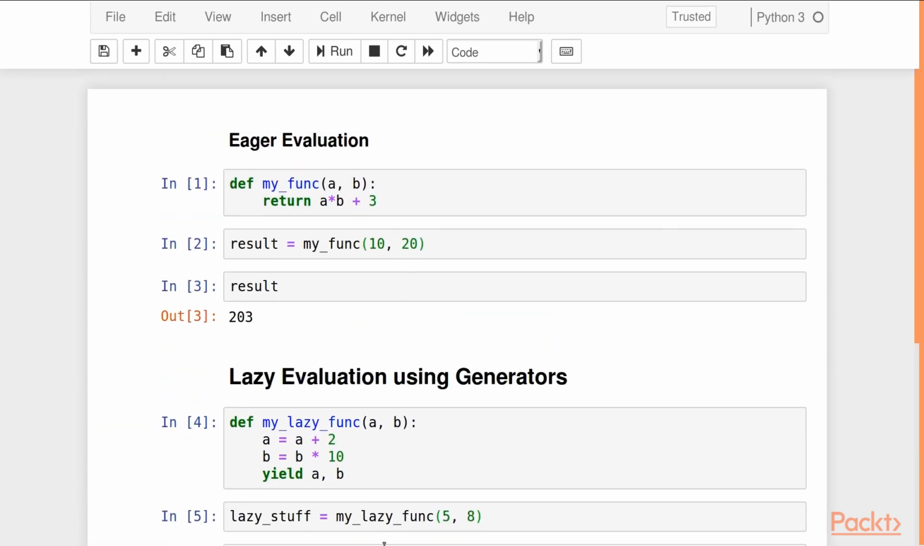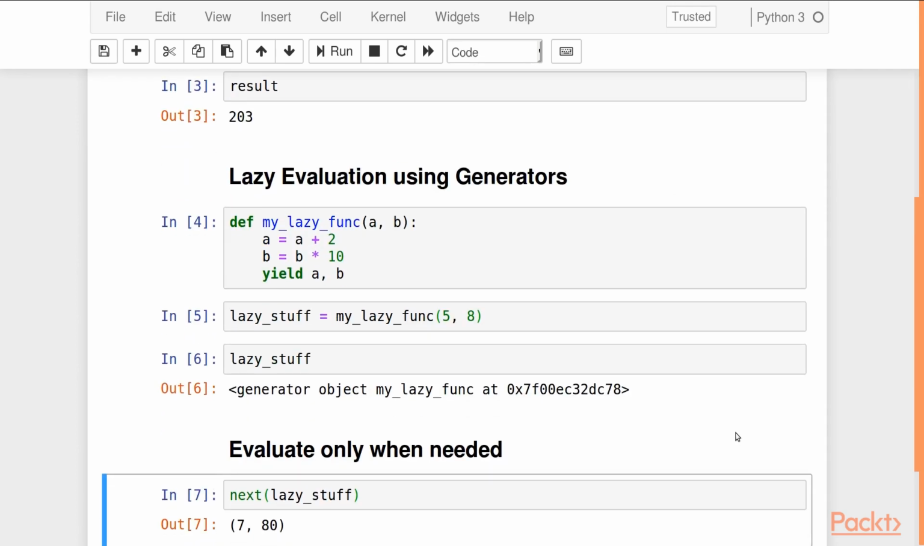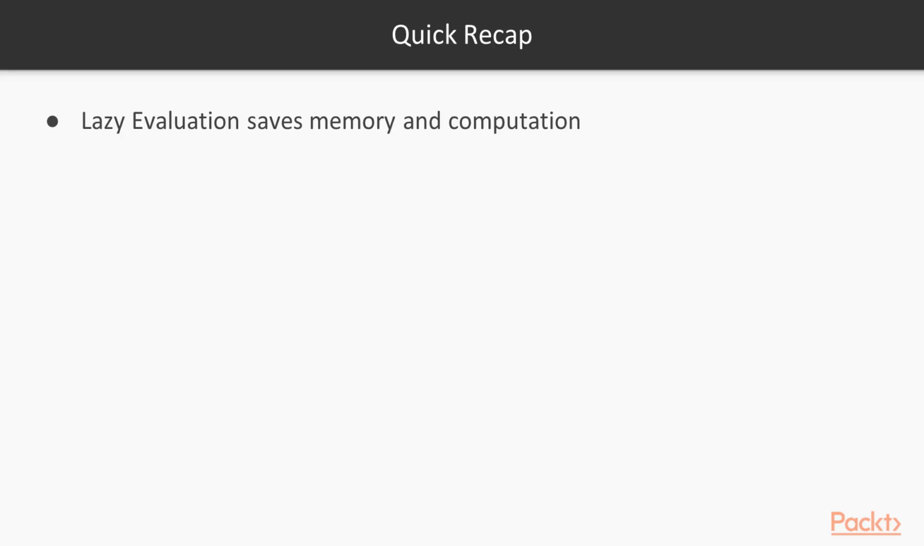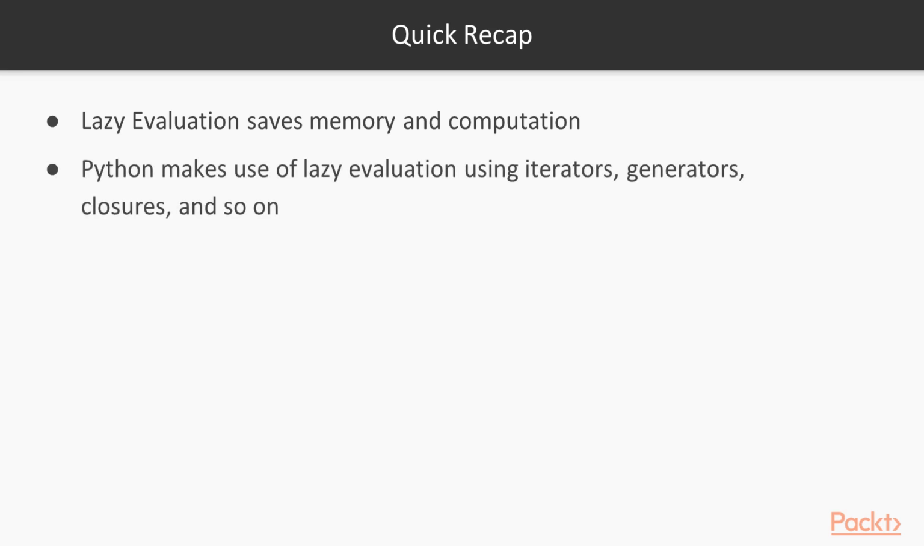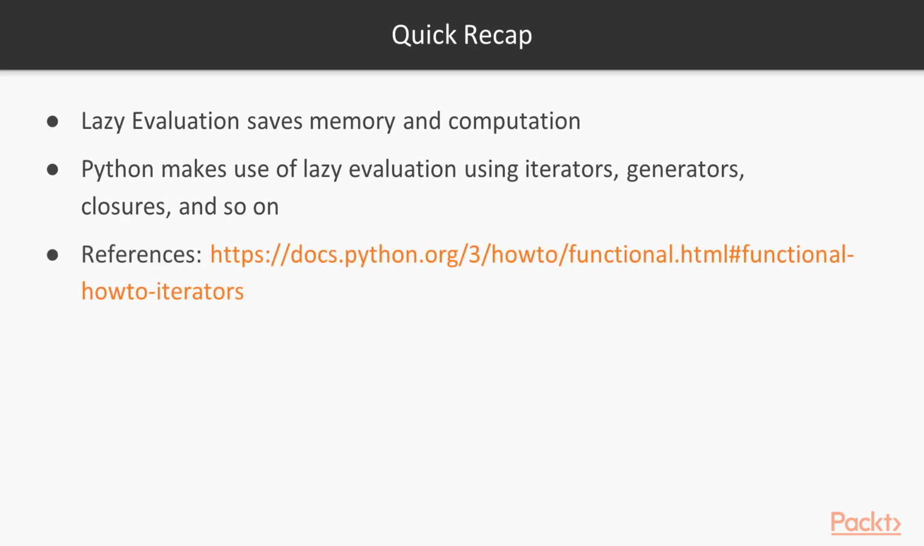Of course there are other examples as well, but the idea was to give you a brief overview of how lazy evaluation works. In the subsequent videos, we'll go over the Dask delayed function and see how Dask handles lazy evaluation. So a quick recap of what we have learned. Lazy evaluation saves memory and computation, and Python makes use of lazy evaluation using iterators, generators, closures, etc. For reference, you can refer to these links on lazy evaluation or how Python handles lazy evaluation.